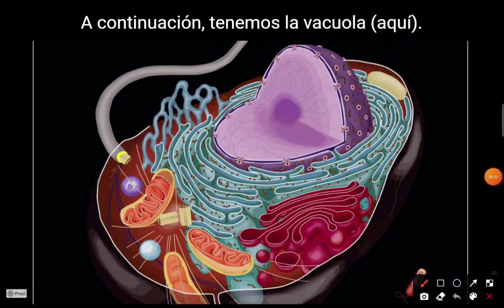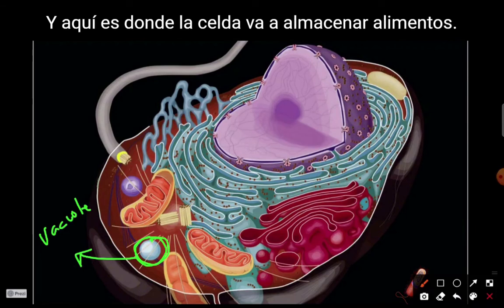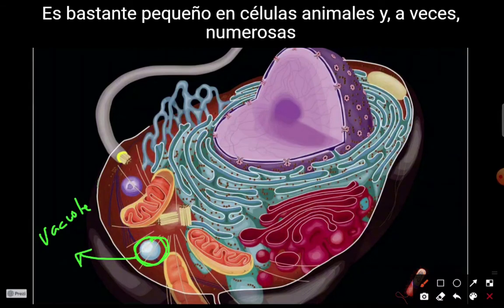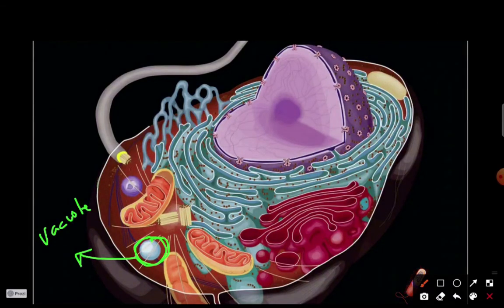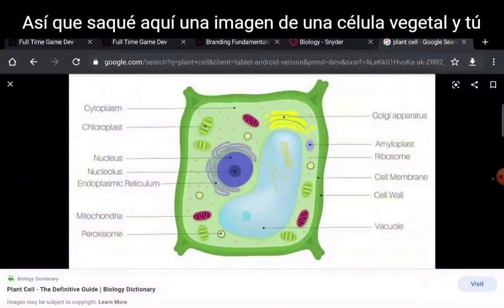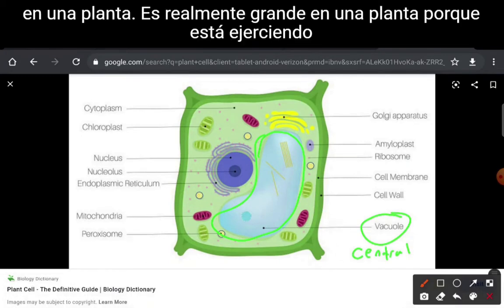Next, we have the vacuole here. And this is just where the cell is going to store food and water. It's pretty small in animal cells, and sometimes numerous. We'll have a whole bunch of them. But in plant cells, it's a lot bigger. So I just pulled up an image here of a plant cell. And you can see here is the vacuole, and it's called the central vacuole in a plant.